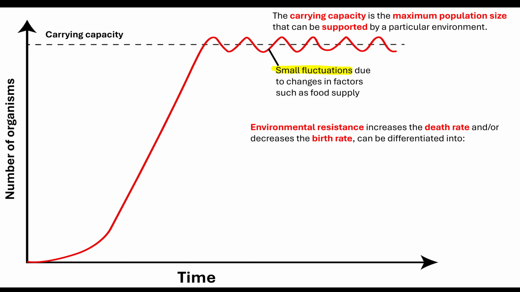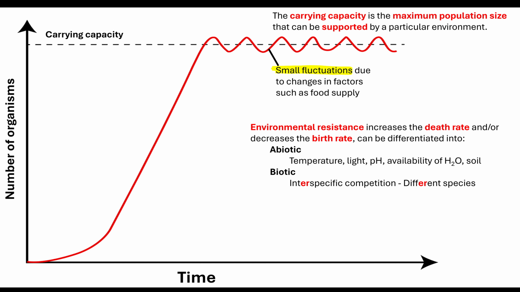Now, environmental resistance is going to increase the death rate and/or could decrease the birth rate, and that can be differentiated into a few different things. So if we look at the abiotic environmental resistance, they could be things like temperature, light, pH, availability of water, or soil nutrients. If we look at the biotic factors, then what we're talking about here is either inter-specific competition. Inter means different species, or it could be intra-specific competition, and that's within the same species. It could also be predation.